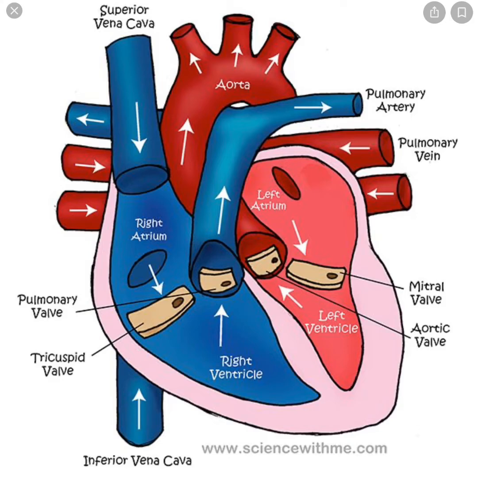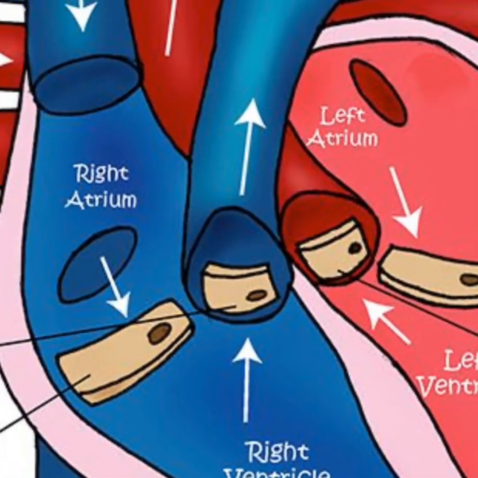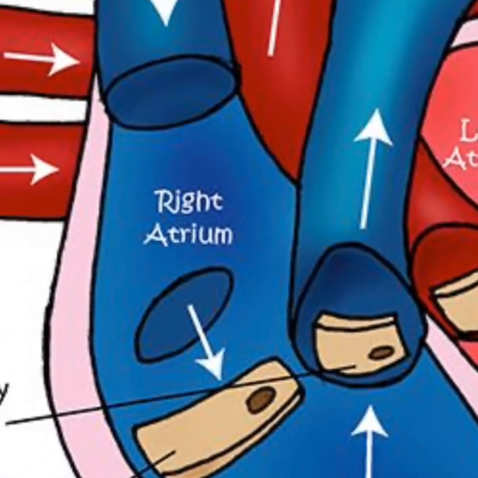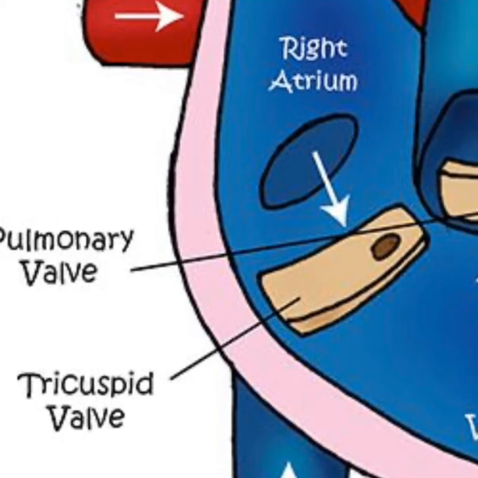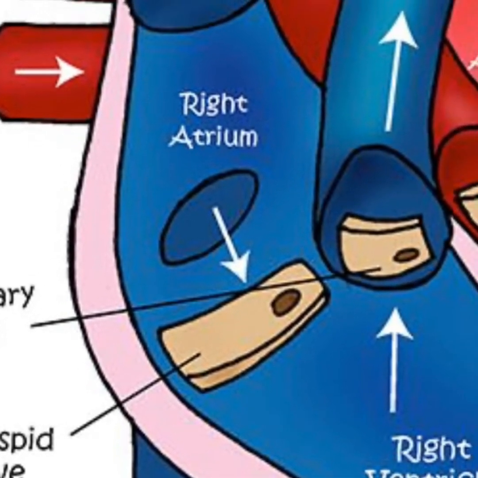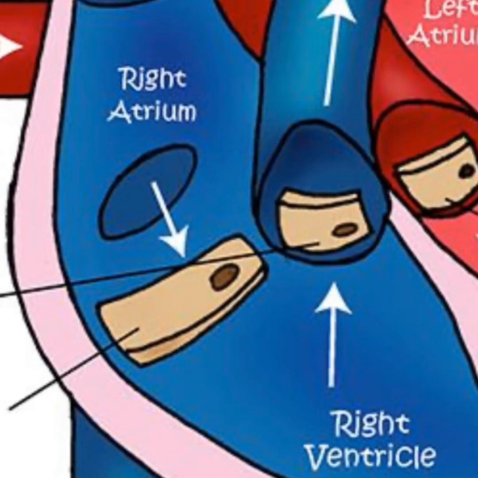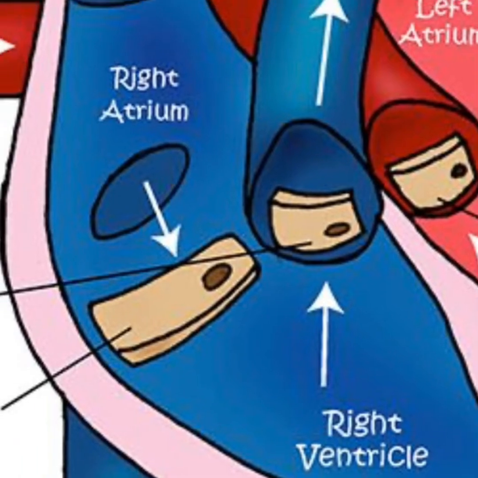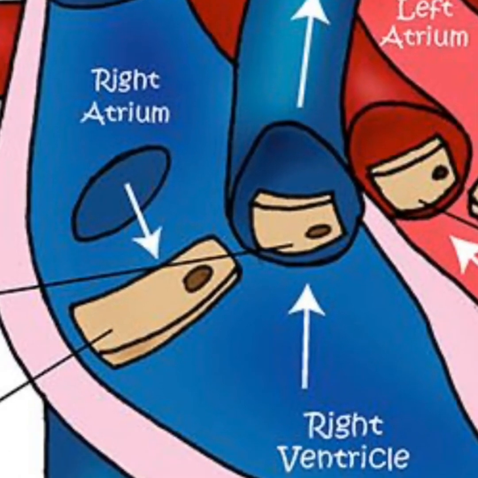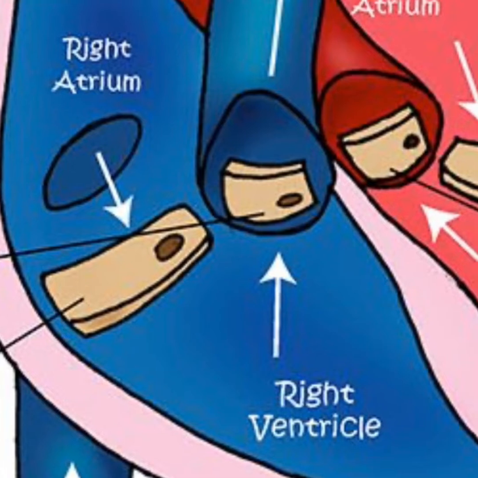Now I will be telling you about the 4 chambers of the heart. The first chamber is the right atrium. This is where the blood actually comes in first. And then there is a valve called the tricuspid valve, which opens and closes to let the blood flow into the second chamber, which is the right ventricle. So the right atrium and right ventricle are on the right side.